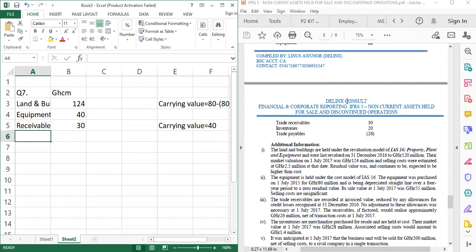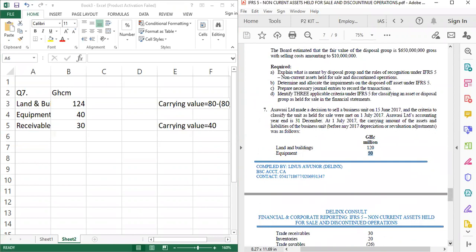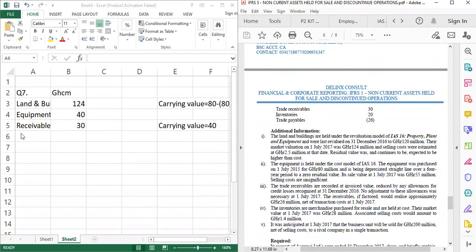So inventory should be measured as the lower of cost or its what? Net realizable value. So you can see that the cost is lower. So we still carry the inventory at what? 20 million. Inventories will still be at 20 million. Okay.